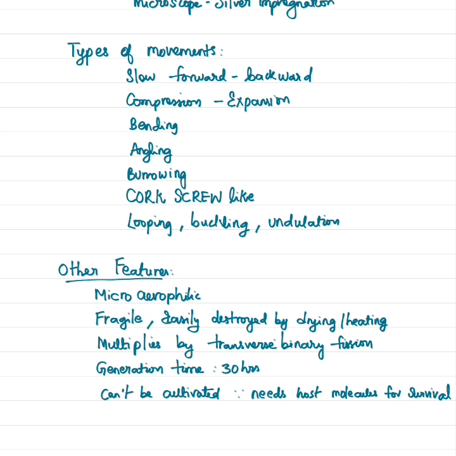It multiplies by transverse binary fission, and the generation time required for this is 30 hours. This organism can't be cultivated because it requires host molecules for survival.